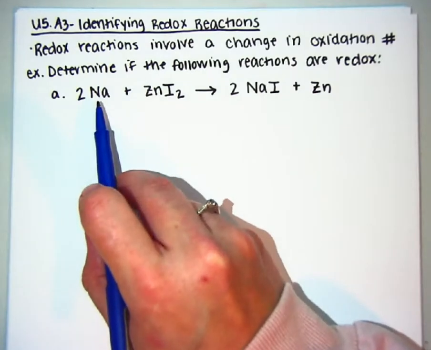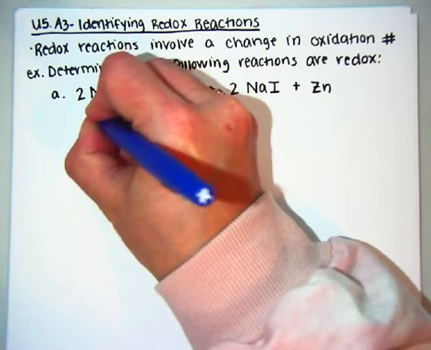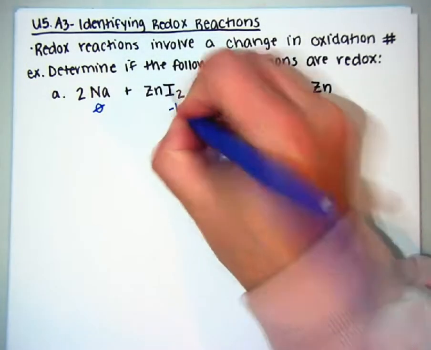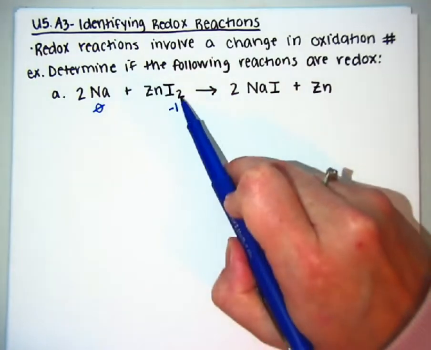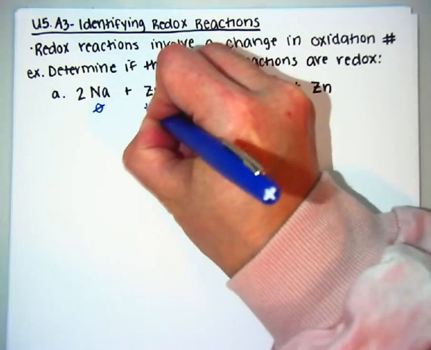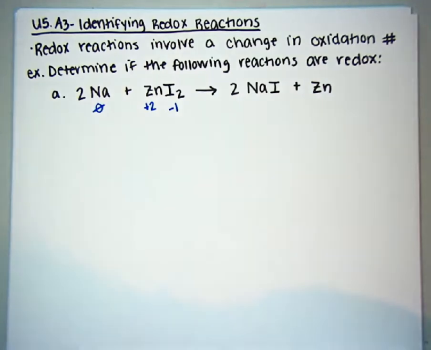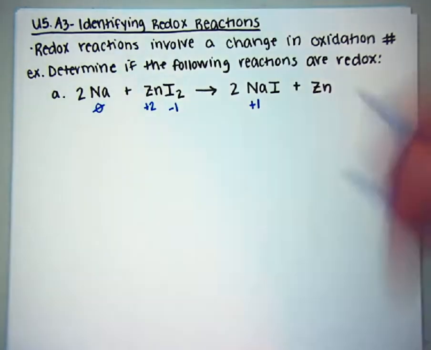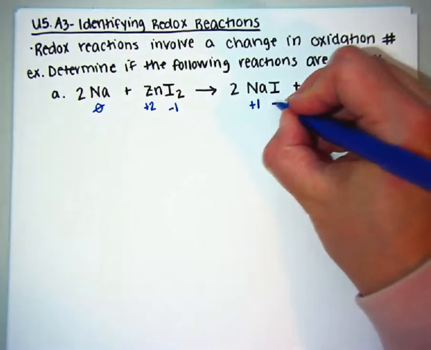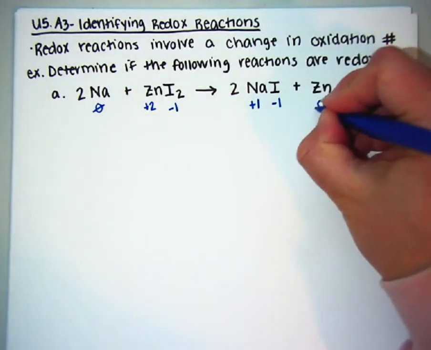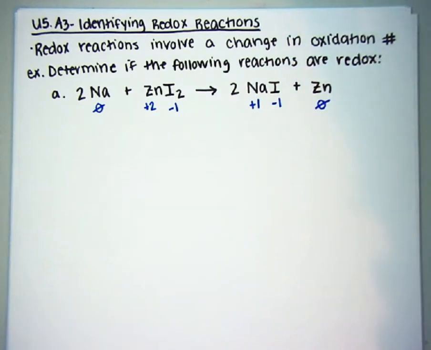Elemental sodium by itself, not part of a compound, has an oxidation number of 0. Iodine is a group 7 halogen. Halogens have an oxidation number of -1. I have 2 iodines, each with a -1. Think of that like a -2. To make that neutral, zinc has to be +2. Sodium is a group 1 metal. Group 1 metals have a charge of +1. Again, iodine is a halogen. Halogens have an oxidation number of -1. Zinc, in its elemental form by itself, not part of a compound, has an oxidation number of 0.